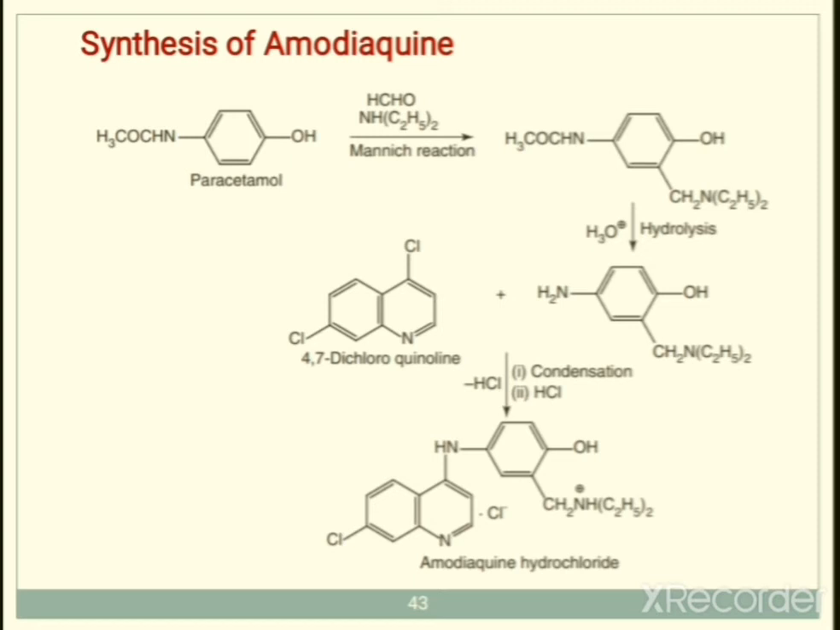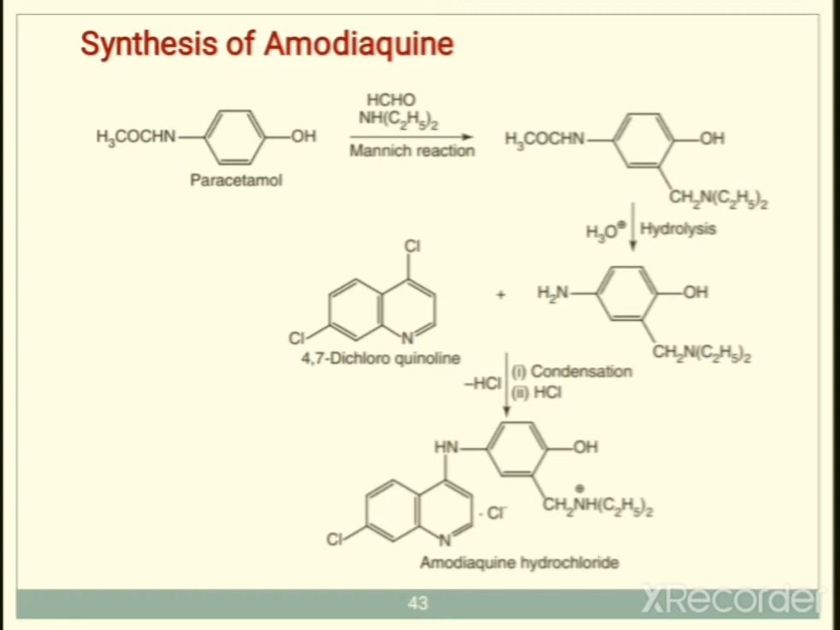It will be synthesized through this pathway. The paracetamol is the starting material; you can see the structure of paracetamol. With this paracetamol, in the presence of diethylamine and formaldehyde, the Mannich reaction is carried out. It will form a particular intermediate, as the Mannich reaction occurs at the second position.